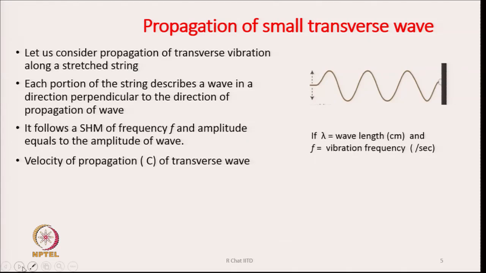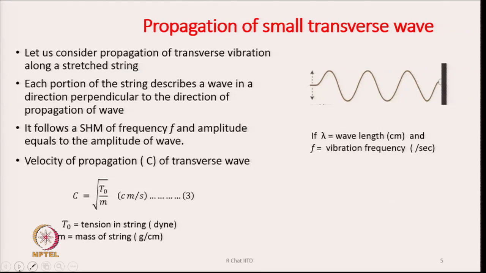Velocity of propagation of the transverse wave has been shown to be c equals root over T0 by m. So, what is T0? T0 is the tension in the string and m is the mass of the string in terms of gram per centimeter. That will give you the velocity of propagation of the wave. The unit is going to be centimeter per second.